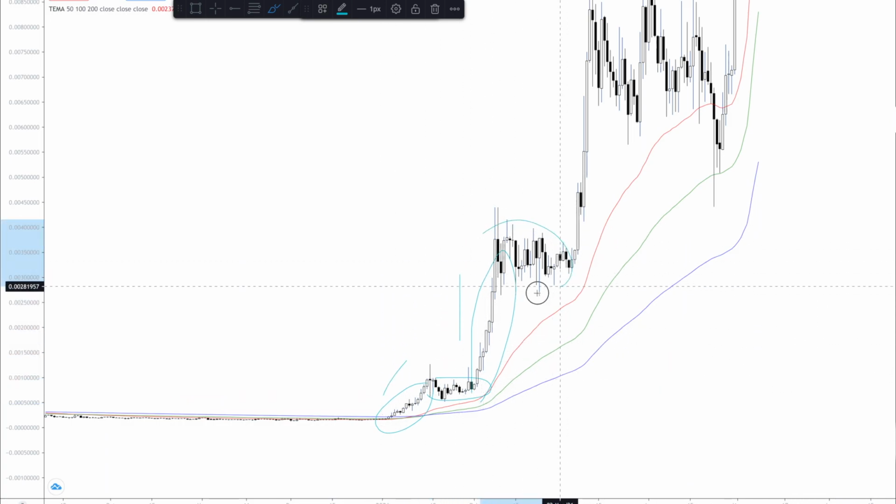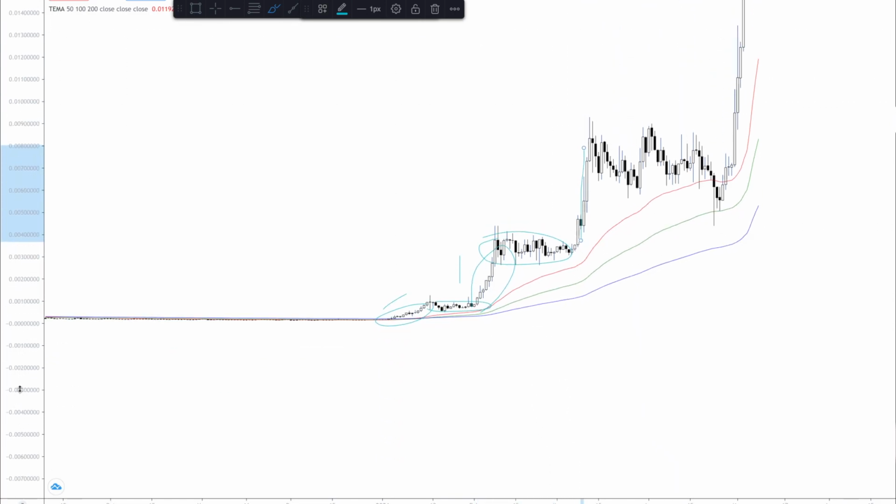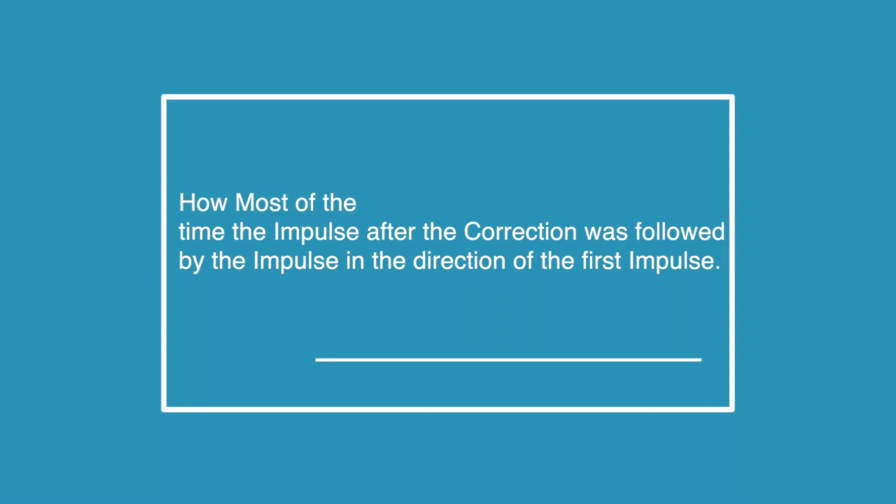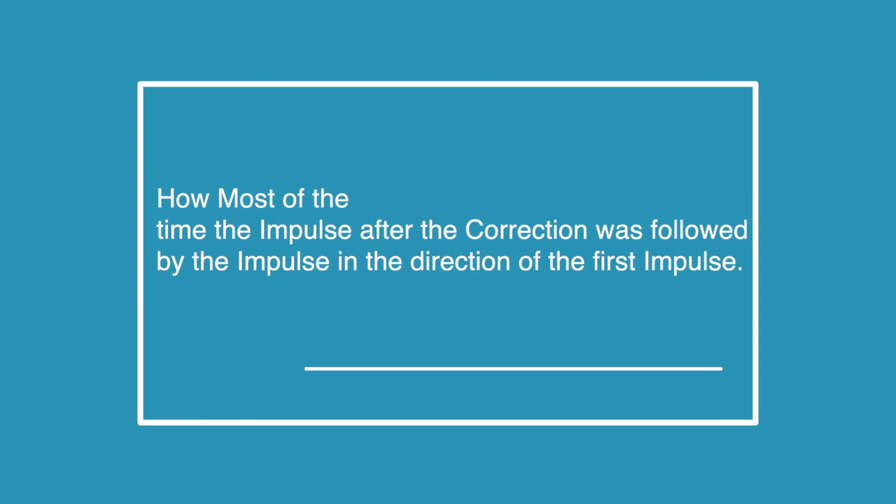Then it again gave a correction, then an impulse, then a larger correction, and then again an impulse. And if you notice, you will see how most of the time the impulse after the correction was in the direction of the first impulse.